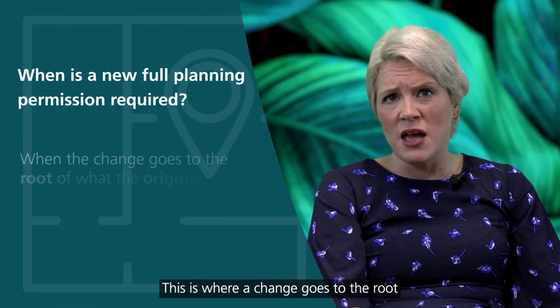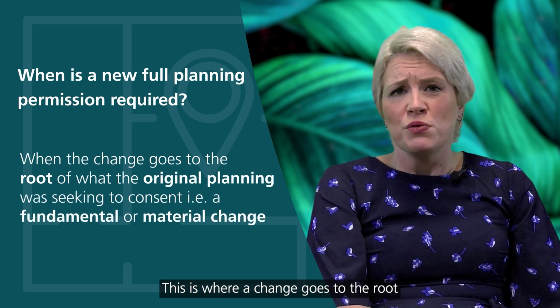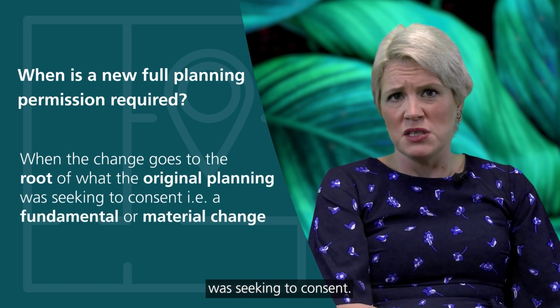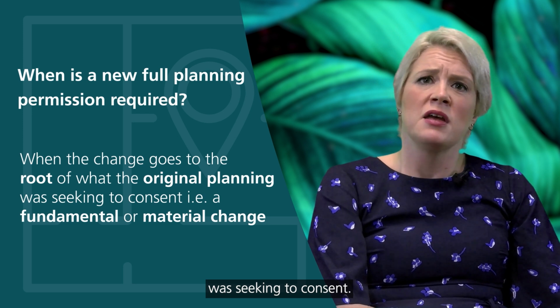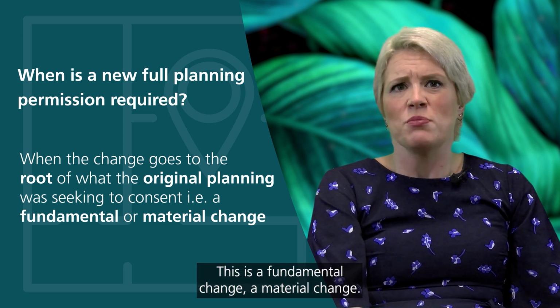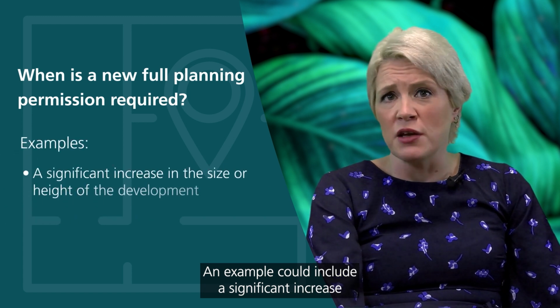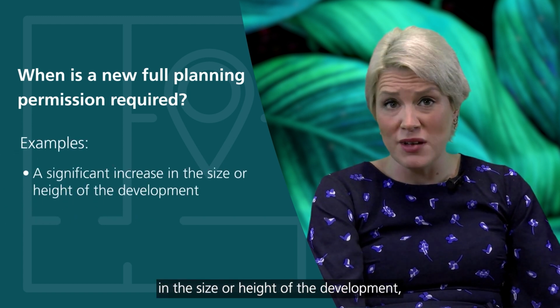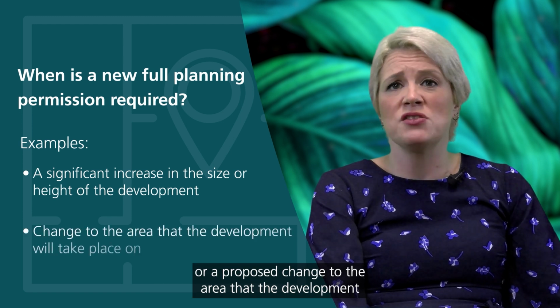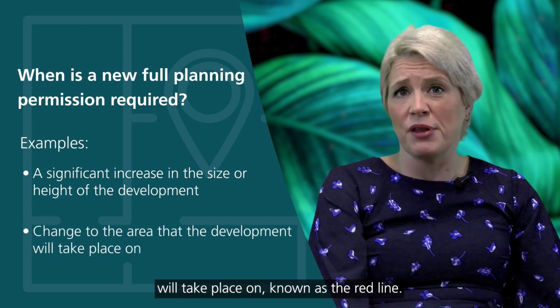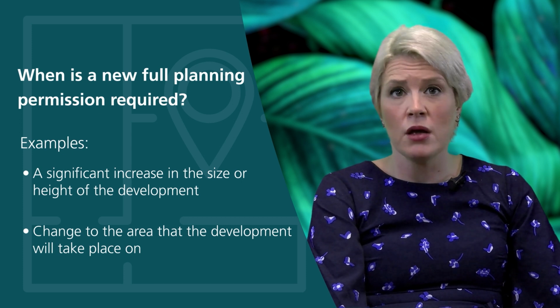This is where a change goes to the root of what the original planning permission was seeking to consent. This is a fundamental change, a material change. An example could include a significant increase in the size or height of the development, or a proposed change to the area that the development will take place on, known as the red line.